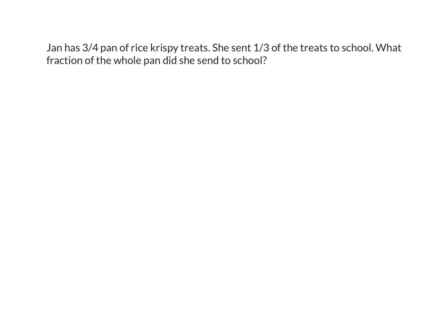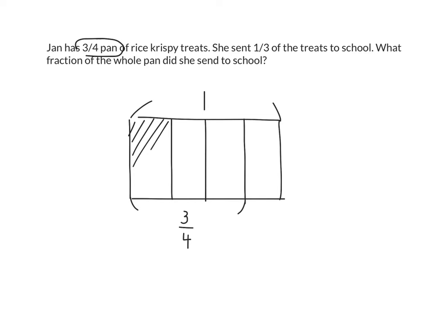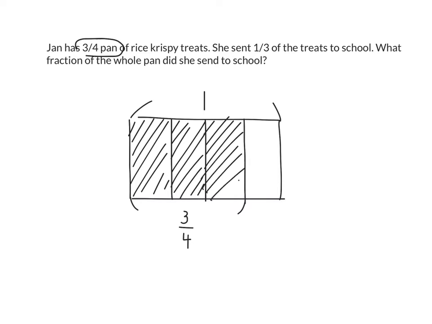This time, how much did Jan make altogether? 3/4 of a pan. So let's show that. Here's 1 whole pan. Jan didn't have time to make all of the pan. She only had time to make 3/4 of the pan. And so I'm going to shade in 1/4, 2/4, and 3/4. And of course I'm going to label it as such.